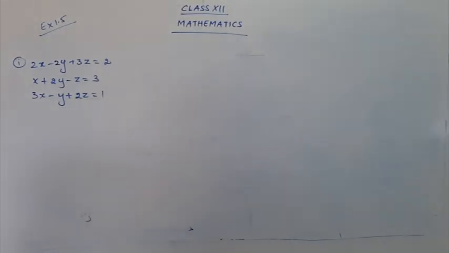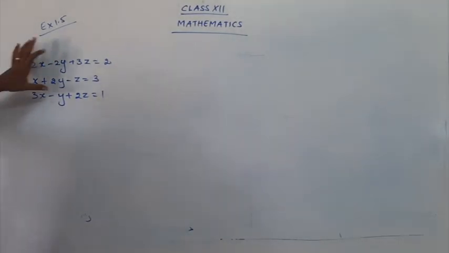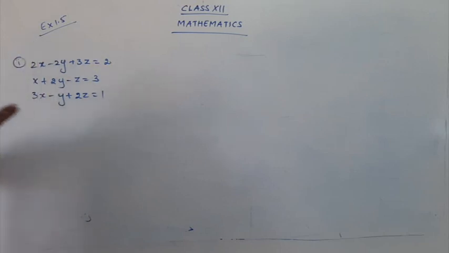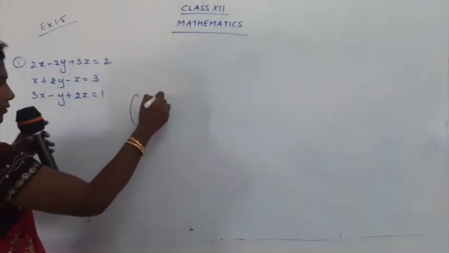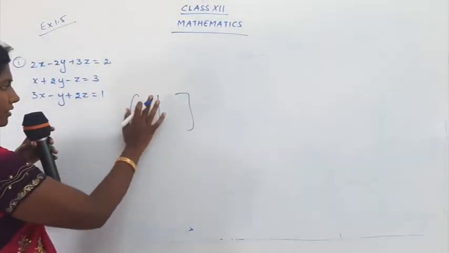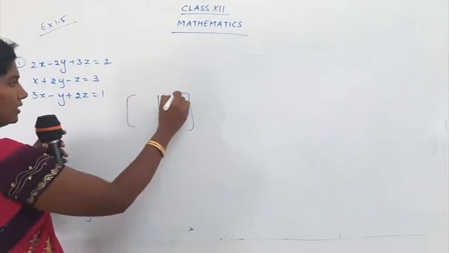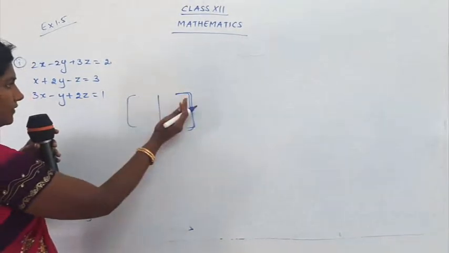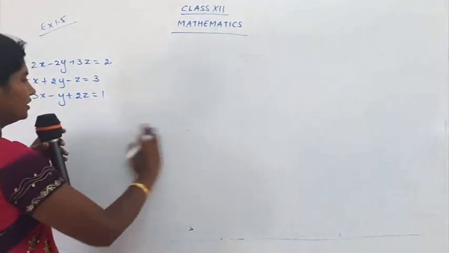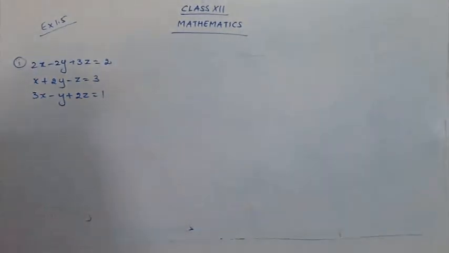So first of all, we are going to write down the equation in the form of an augmented matrix. Augmented means, like we did for the inverse, we wrote two matrices side by side, one part here and one part here. Same way you are going to follow here for the augmented matrix. So first of all, let's write the augmented matrix.